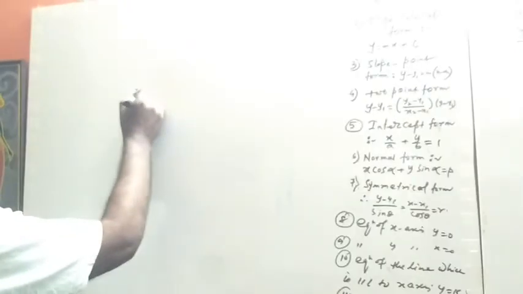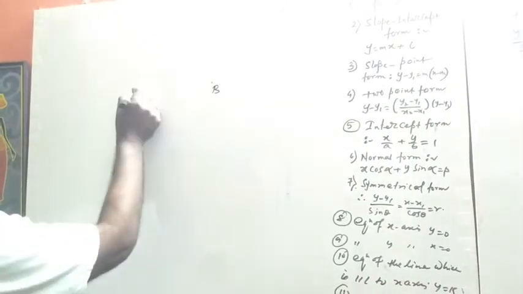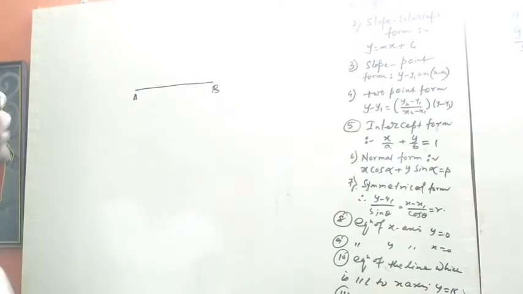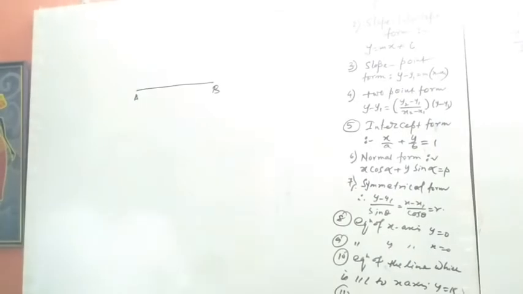Like here, A is a fixed point and B is another point. If we join these two points, then we get a straight line, that is AB. Okay.